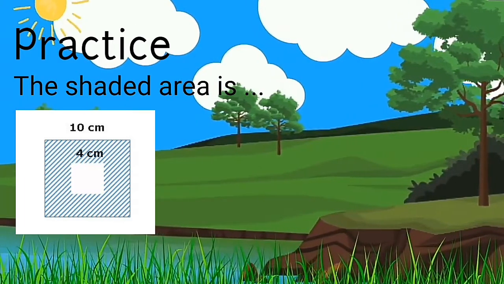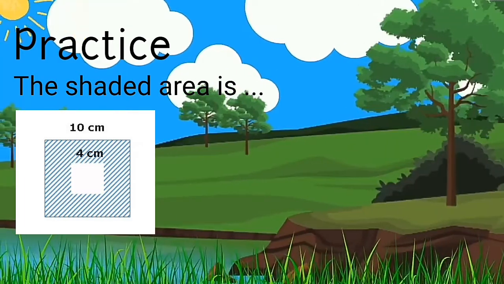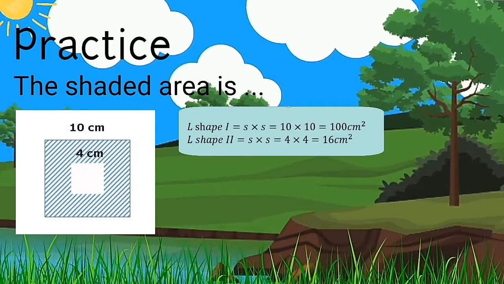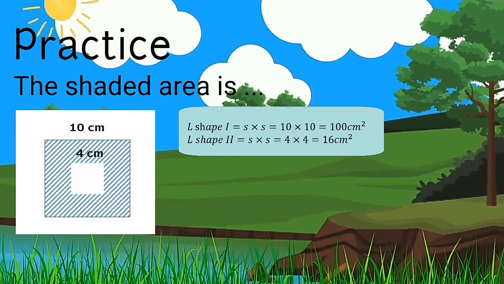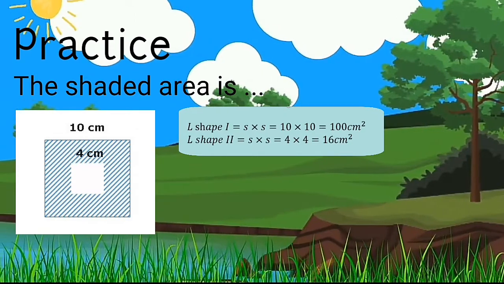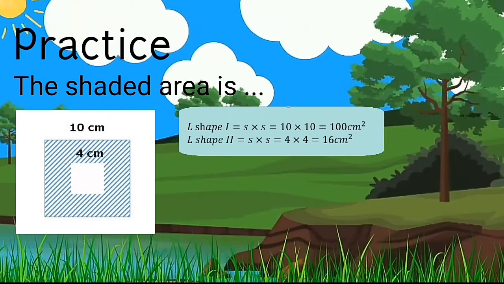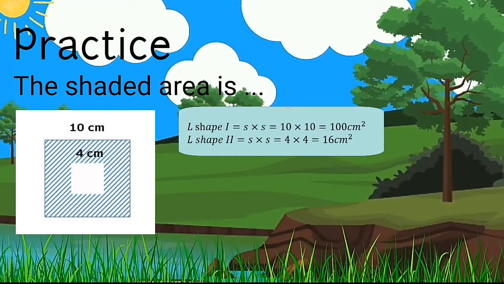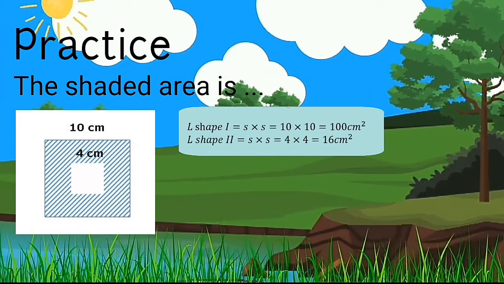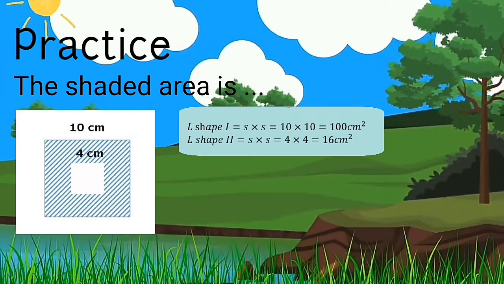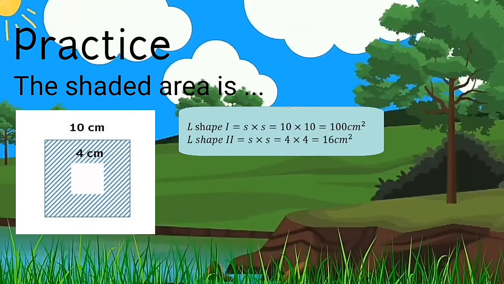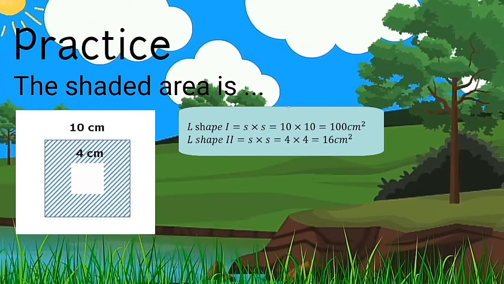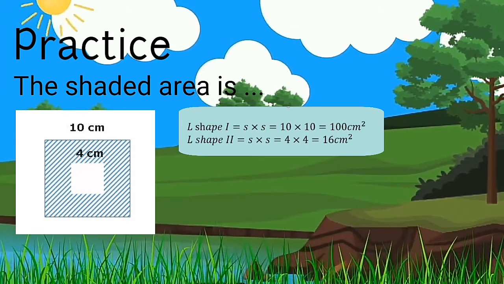Now let's answer together. There are two squares that have different sides. The side length of shape 1 equals 10 centimeters, and the side length of shape 2 equals 4 centimeters. Answer: L shape 1 equals 10 times 10 equals 100 centimeters squared. L shape 2 equals 4 times 4 equals 16 centimeters squared.